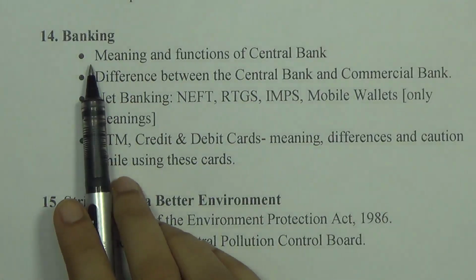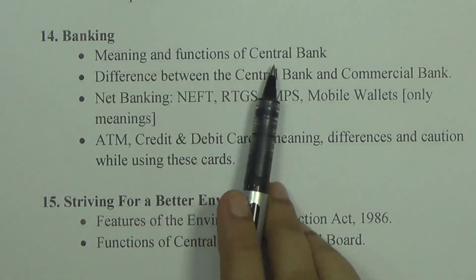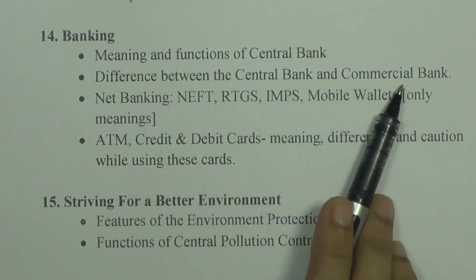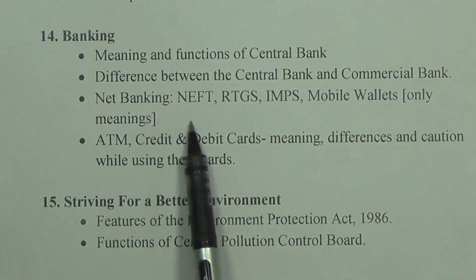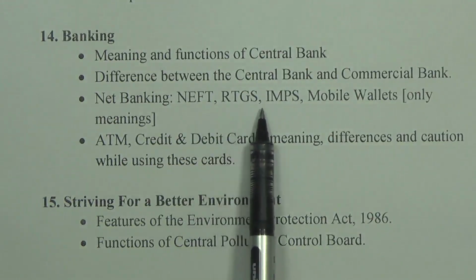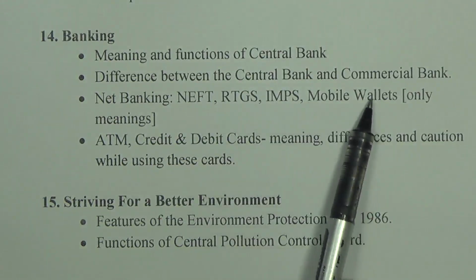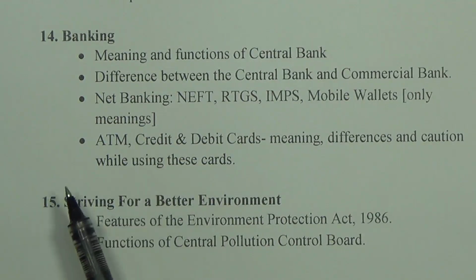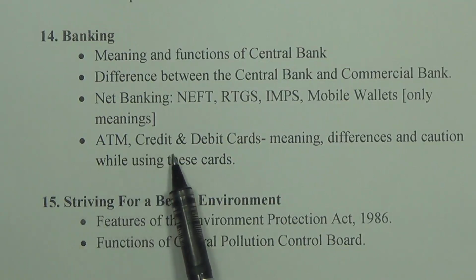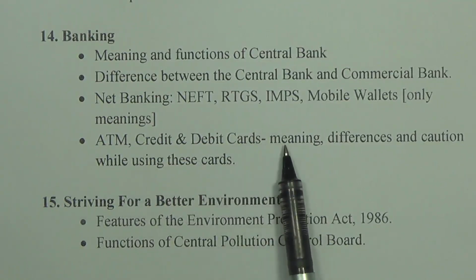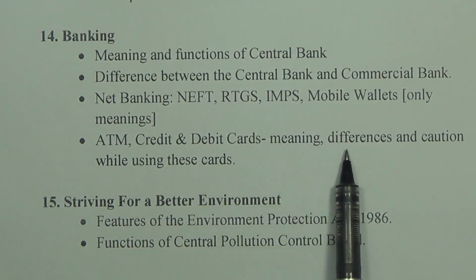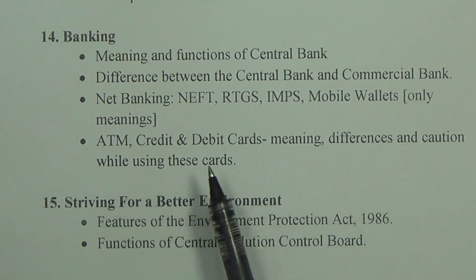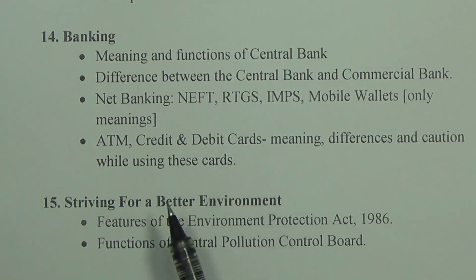Chapter 14 is your banking chapter: meaning and functions of central bank, difference between the central bank and commercial bank, net banking, which includes NEFT, RTGS, IMPS, mobile wallets. Of these four, you need to only know the meanings of them, nothing else. ATM, credit card and debit card: you need to know their meaning, differences among them, and what cautions you need to take while using the three cards.